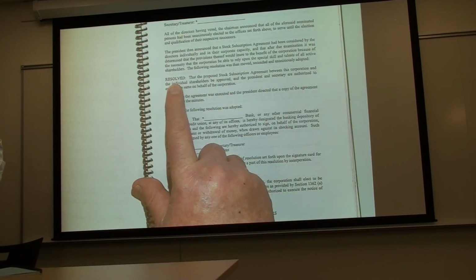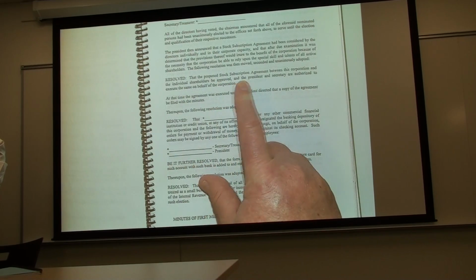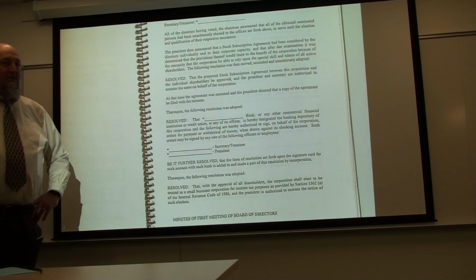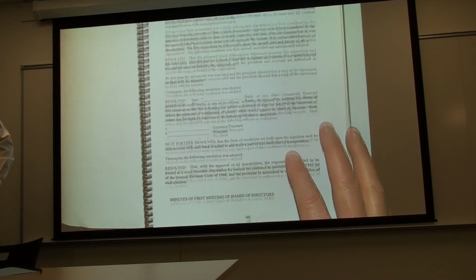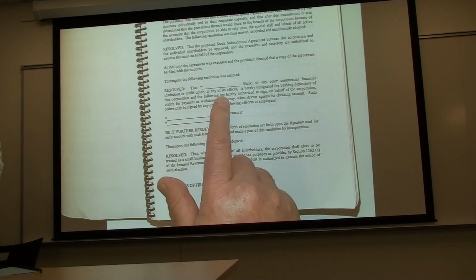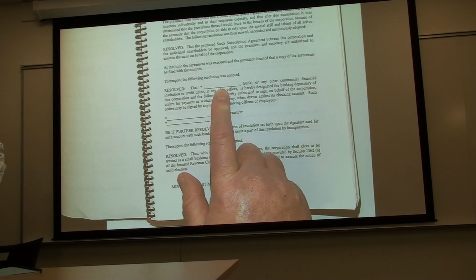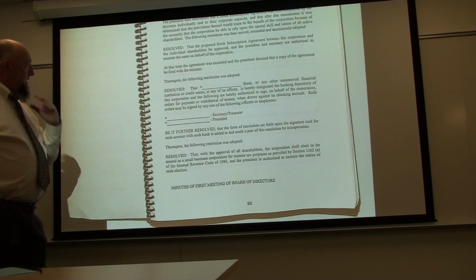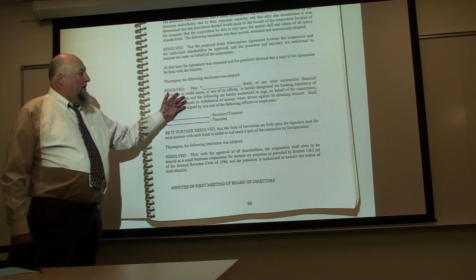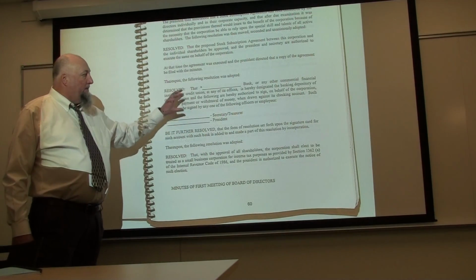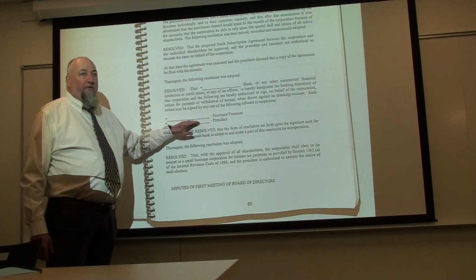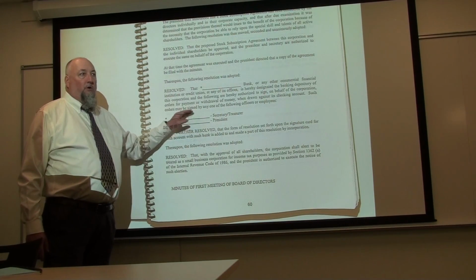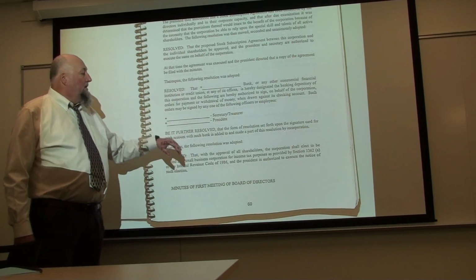Next resolution, stock subscription agreement, which is a contract to issue the shares of stock, which is a different form I'll show you in a moment. And then here's a resolution that authorizes a bank, Columbia Bank or Umpqua or whatever, to open a corporate checking account. And again, the bank is going to want to see that. And this will say who will be the authorized signers on the corporate checking account.